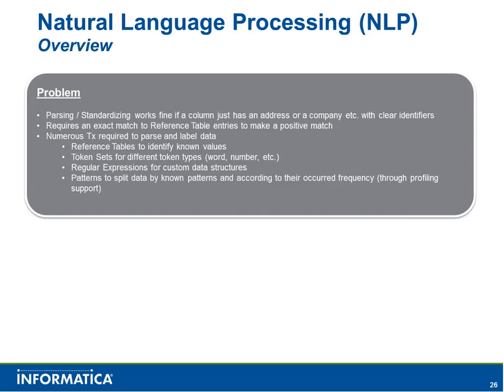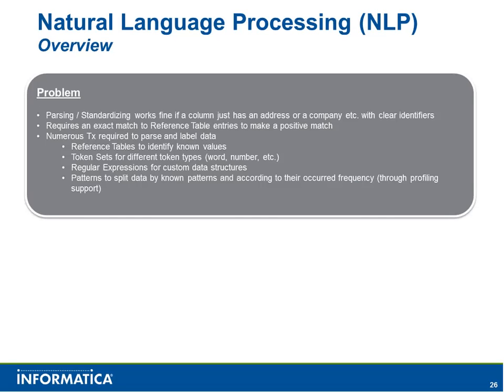And we often use numerous transformations within a mapping to parse and label data. So we might have had some that were using reference tables to identify known values. We may then have been using some token sets as well for different token types, so word, number, code, other information like that. We may also have utilized regular expressions for some custom data structures. And we might have been using patterns which we had derived by profiling the data, picking out the patterns that we felt were correct, and then matching to those patterns.